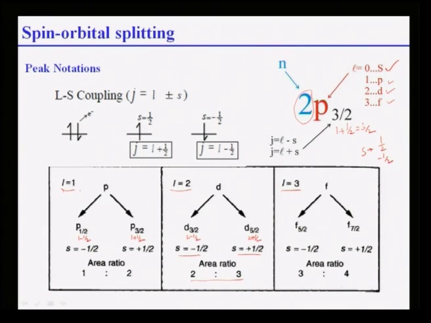And then f corresponds to L equal to 3. So L equal to 1 for p, L equal to 2 for d, and L equal to 3 for f. As you see, 3 minus half will be 5/2, so that becomes the down spin electron, and 3 plus half will be 7/2, that is the up spin electron. The area ratio of these two peaks after splitting will be 3:4. So in a nutshell, this slide is very important for you to understand. We can obtain spin orbital splitting information in XPS, and this is how peaks are marked in the XPS spectrum.